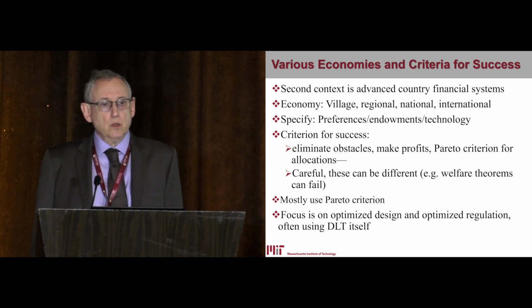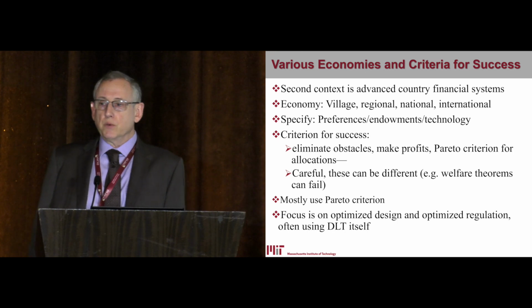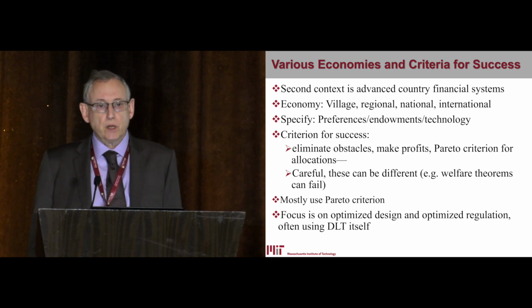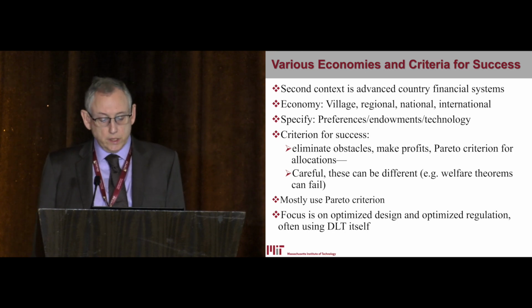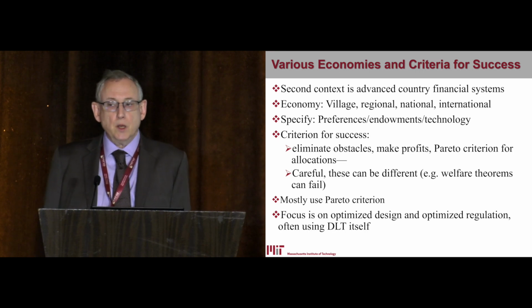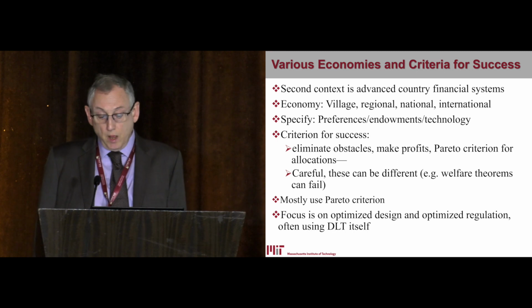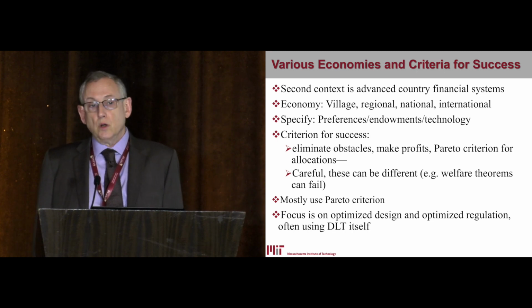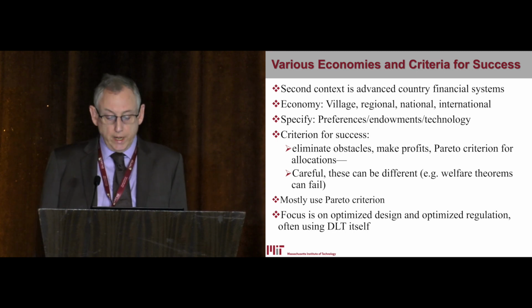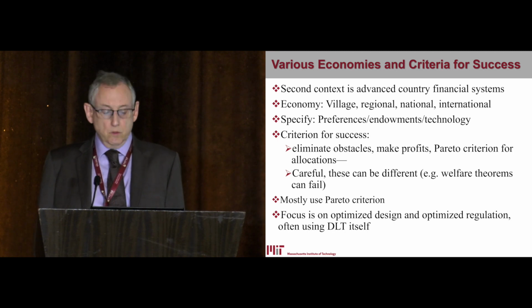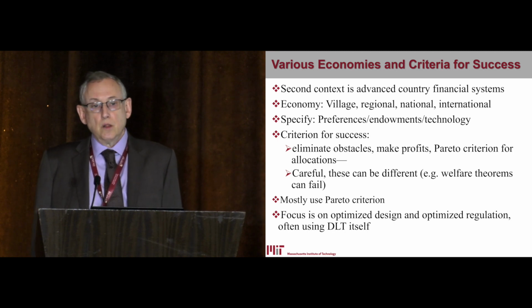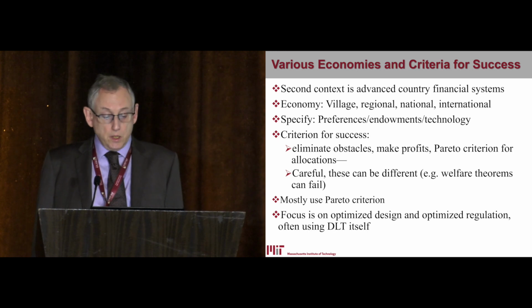For example, we have obstacles that prevent financial access. Let's get rid of the obstacles. Sounds like a good criterion. Or if you have companies doing it, if it's worthwhile, they should make profits. Or alternatively, we could have the Pareto criterion for allocations. Well, these criteria are not all the same.